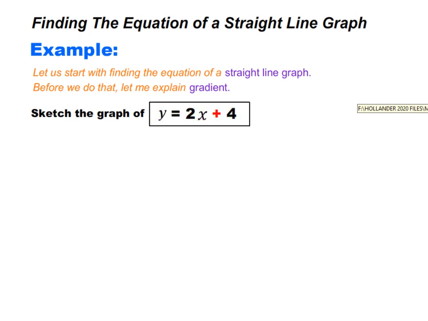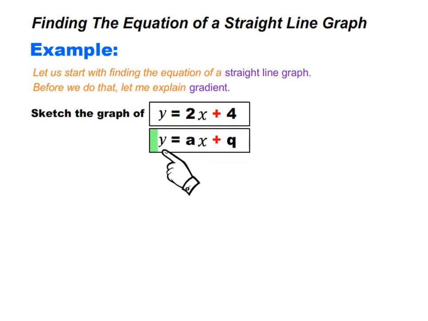Underneath our given straight line graph, let us write the standard form equation. The standard form equation is y is equal to ax plus q. So far we have y is equal to 2x plus 4 and y is equal to ax plus q. The q is the y-intercept. It is the point where the graph will cut the y-axis. q is equal to 4, which means the graph will cut the y-axis at this point.